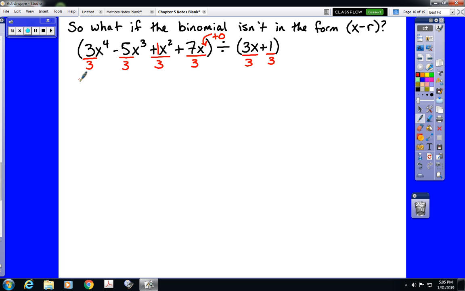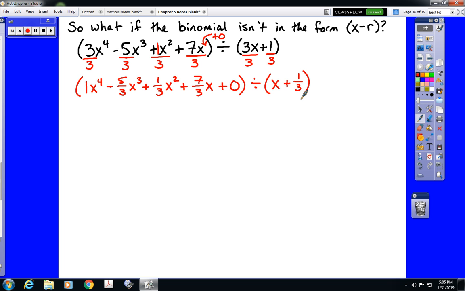So this problem is really going to be 1x to the 4th minus 5/3 x cubed plus 1/3 x squared plus 7/3 x plus 0 divided by x plus 1/3. And now we've taken the problem that wasn't in the correct form, and it is now in the correct form with an r that is negative 1/3.